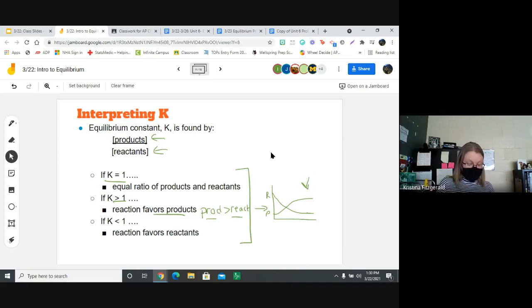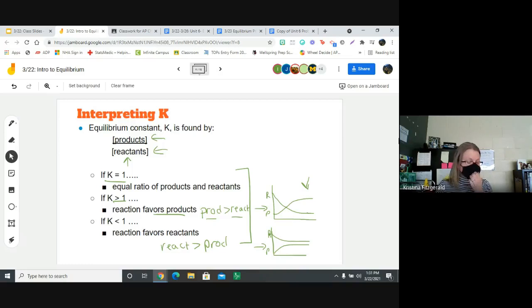If it's less than 1, that means the bottom number is bigger when we divide. So a little bit of math there. We have more reactants than products. So the reactants are favored. So you would have a graph like this. I've got to think. Sorry. Product. So you'd have a graph like that. The reactants, you'd still have more.